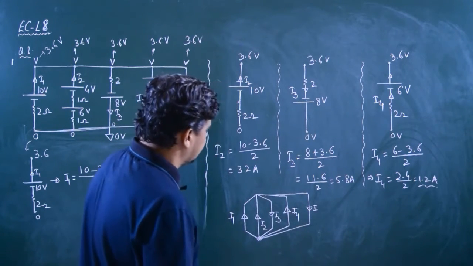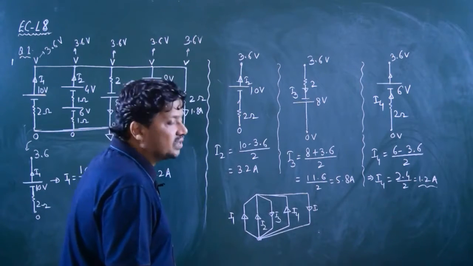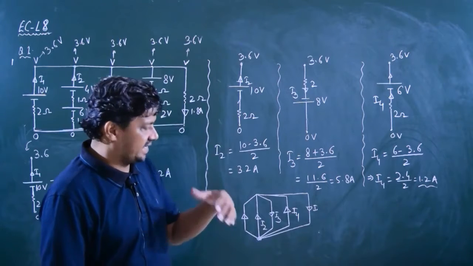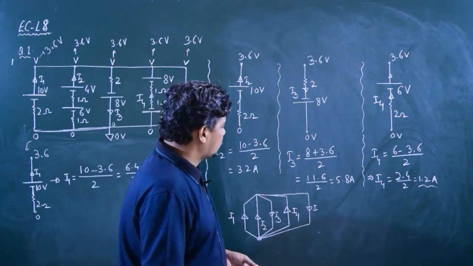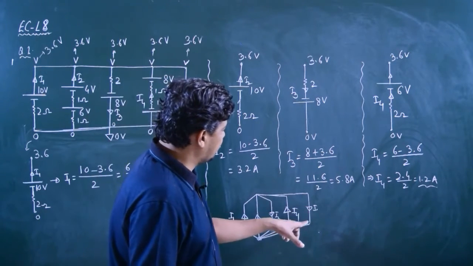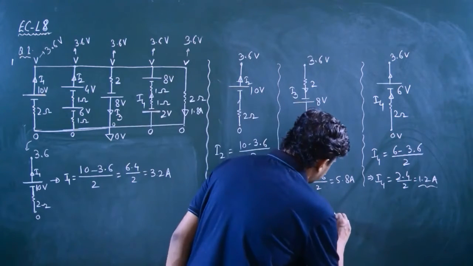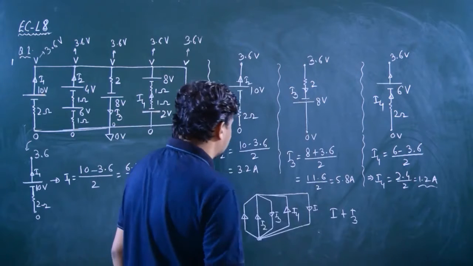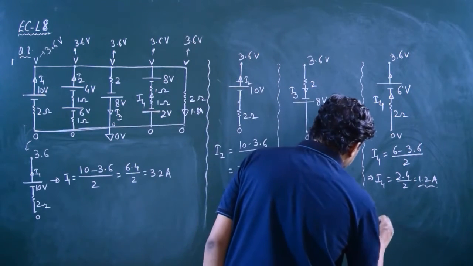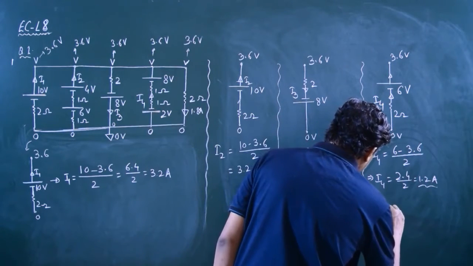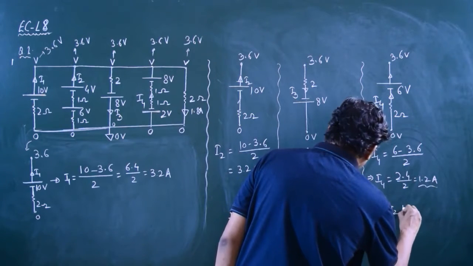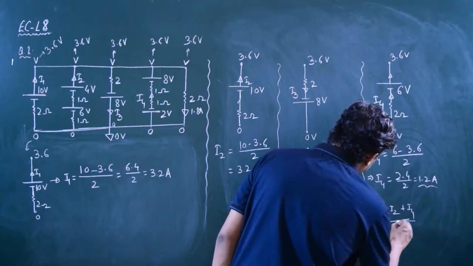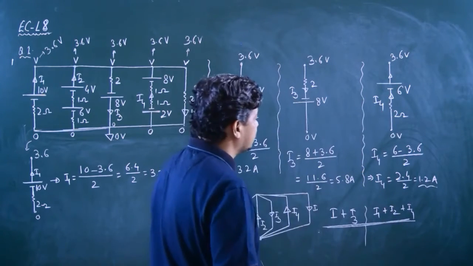To check this result, we have to go to Kirchhoff's junction law. We will discuss it in the next classes. Current coming into the junction is I plus I3, and going out of the junction are I1, I2 and I4. Okay. So we get this result: I1 + I2 + I4 = I + I3.